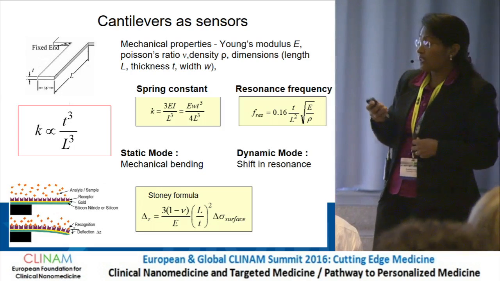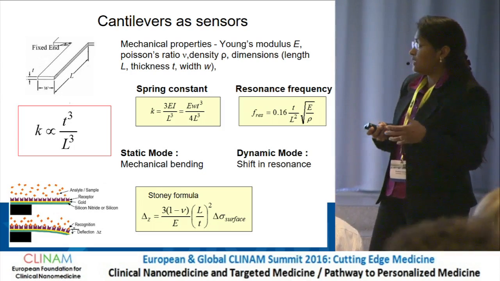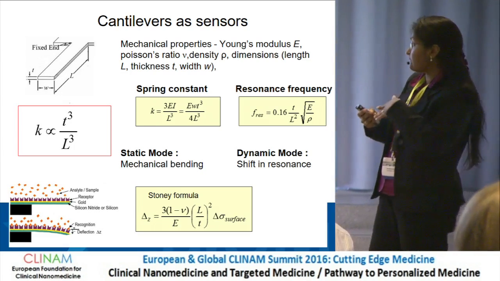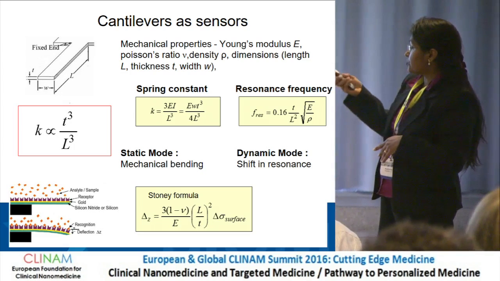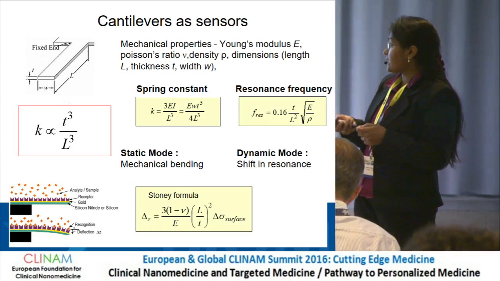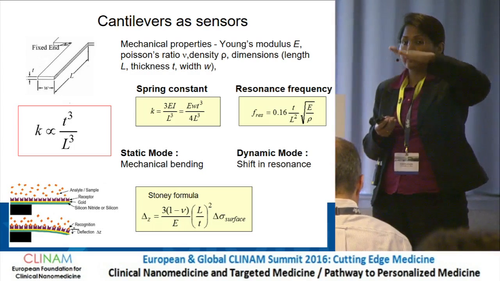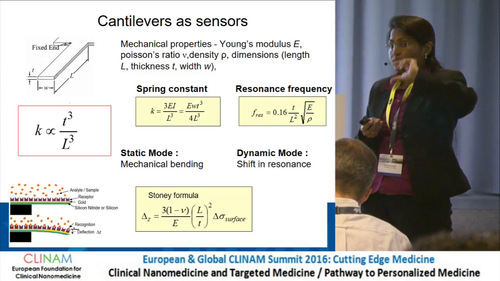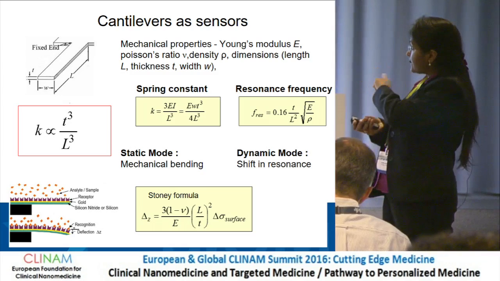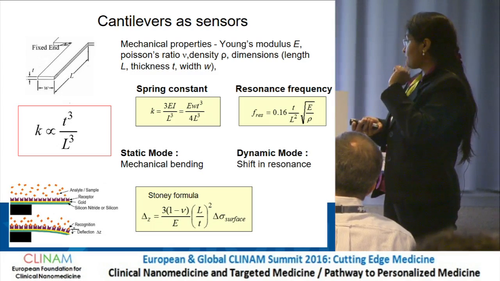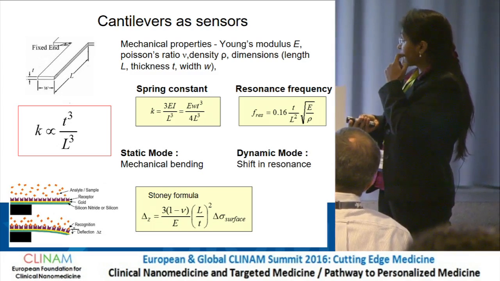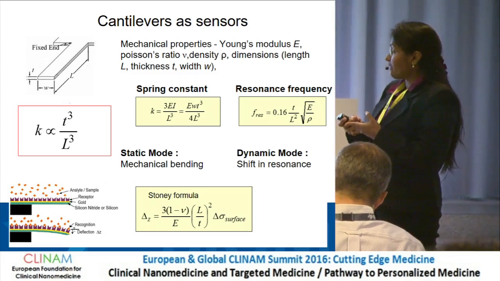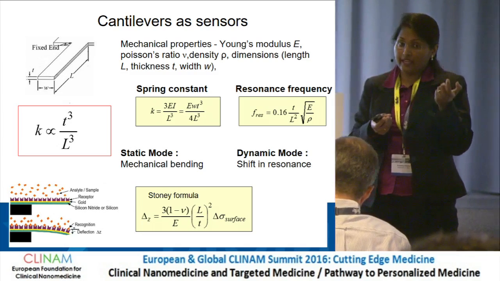In our study, we concentrated only on the static mode, and we took into consideration the mechanical bending of the cantilever. As you saw in the small picture on the left-hand side, as the analytes bind onto the functionalized surface of the cantilever, there's a differential stress on the two sides of the cantilever, and this is governed by the Stoney formula, which was derived quite early in physics. In our static mode of bending, what is very important is the spring constant, the factor K.